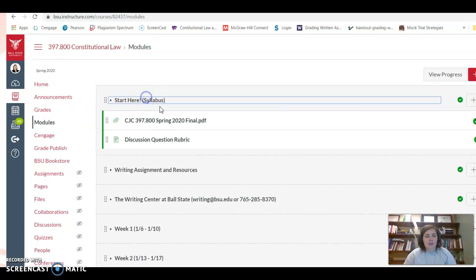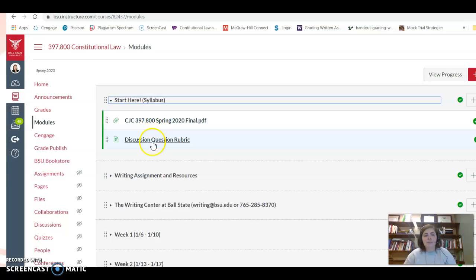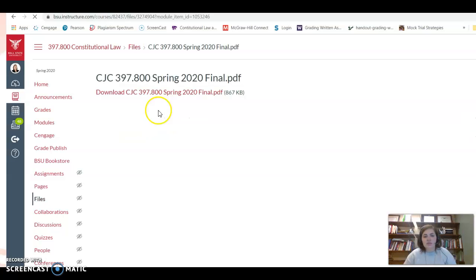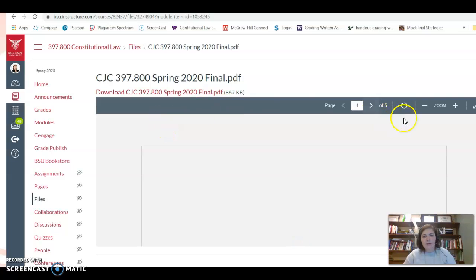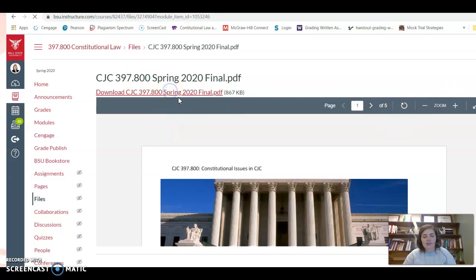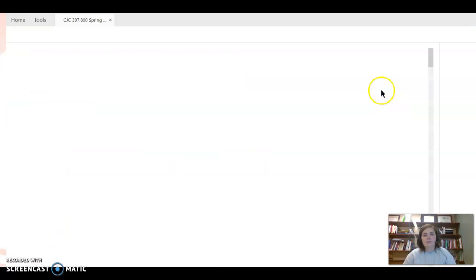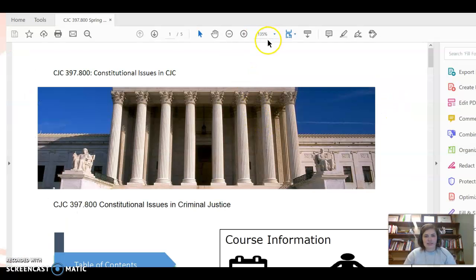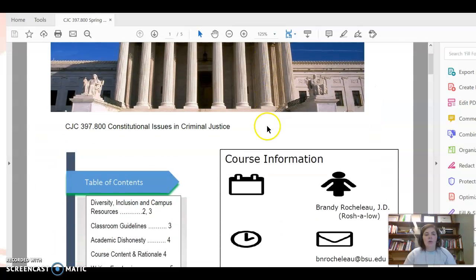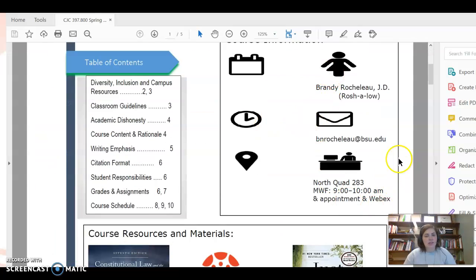We'll go up here to the Start Here section. First things first is the syllabus. We'll go ahead and download that really quickly. The syllabus for this semester. This is my contact information. Email is definitely the best way to reach me.